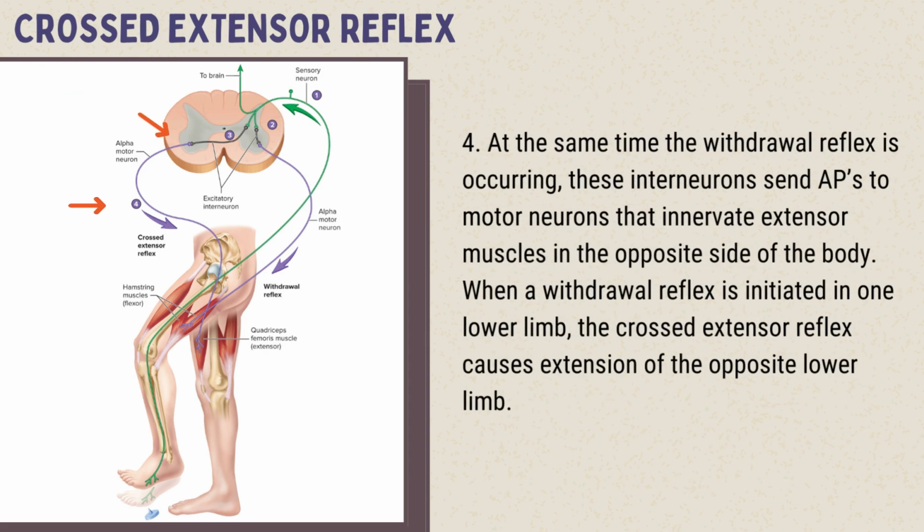At the same time the withdrawal reflex is occurring, these interneurons send action potentials to motor neurons that innervate extensor muscles on the opposite side of the body. When a withdrawal reflex is initiated in one lower limb, the crossed extensor reflex causes extension of the opposite lower limb. Weight is then shifted to the opposite lower leg.